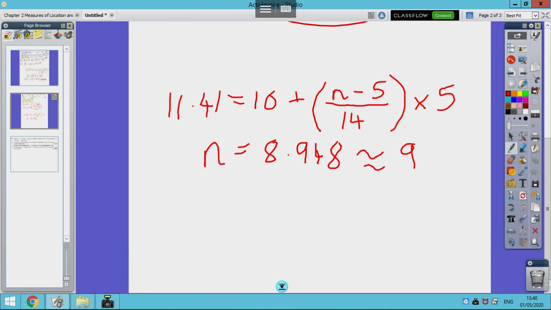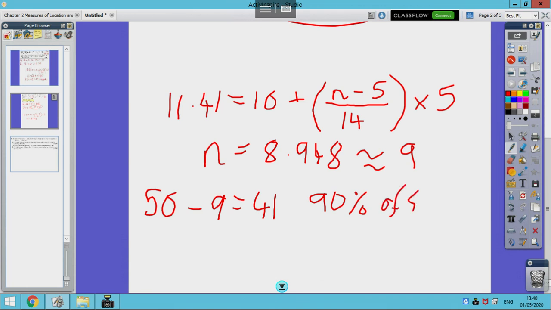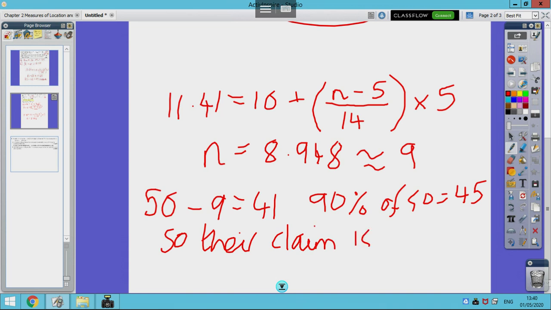Now what you could say, we could try and do it this way. 50 minus 9 is 41. 90% of 50 equals 45. So their claim is false, and that would be absolutely fine, as 41 is less than 45. So you've shown that their claim is false.